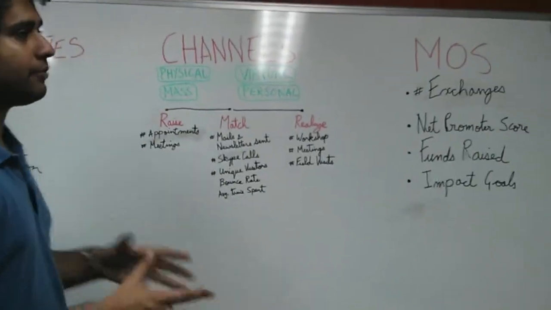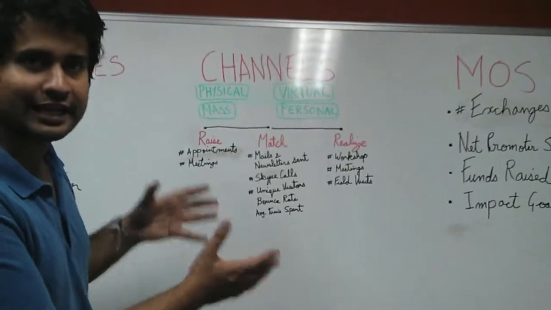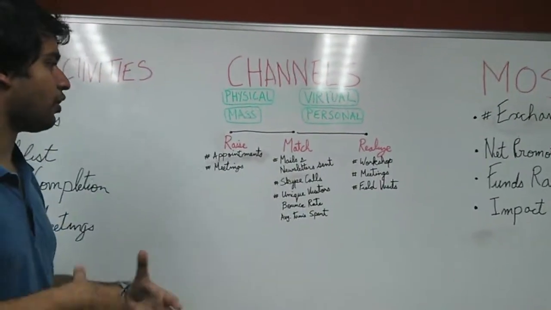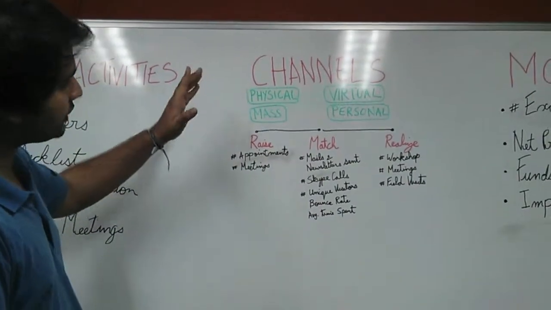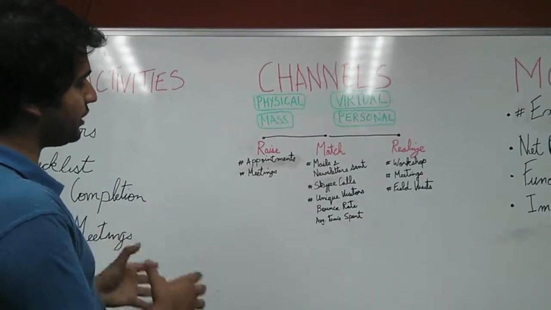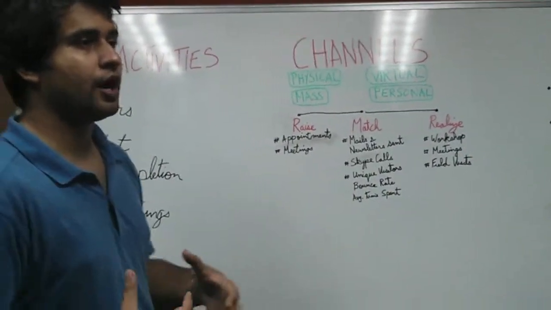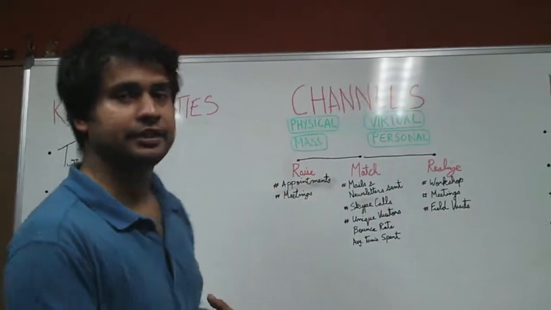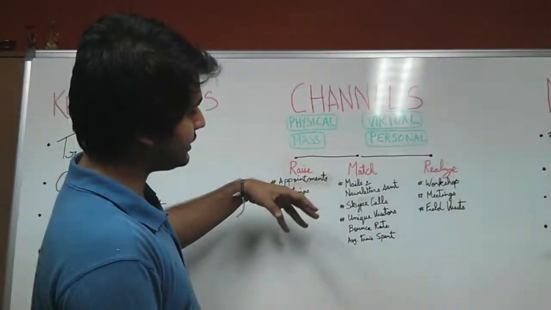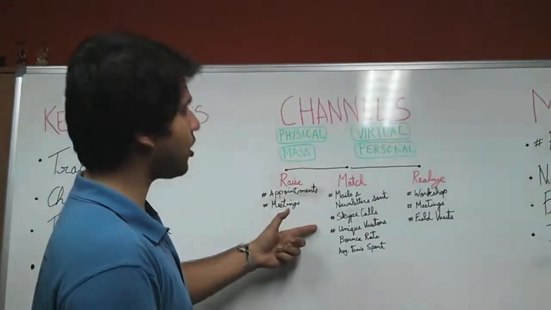Now, different types of channels can be used at different points of time for Raise, Match and Realize, for different types of people like EPs or clients. For example, during the phase of raising, you can track the number of appointments done, number of meetings done to see how much of the channel implementation is happening. While matching, if you're talking of EPs, you can see how many mails are sent, how many newsletters are sent, number of Skype calls done.